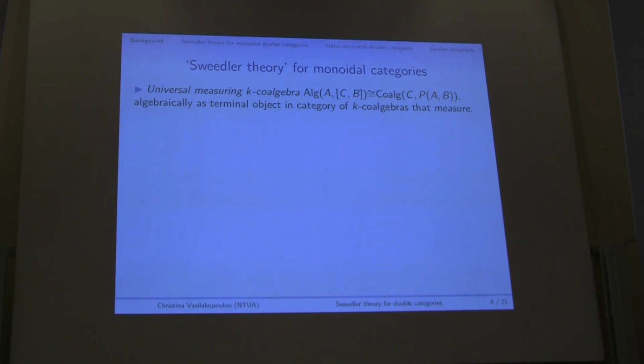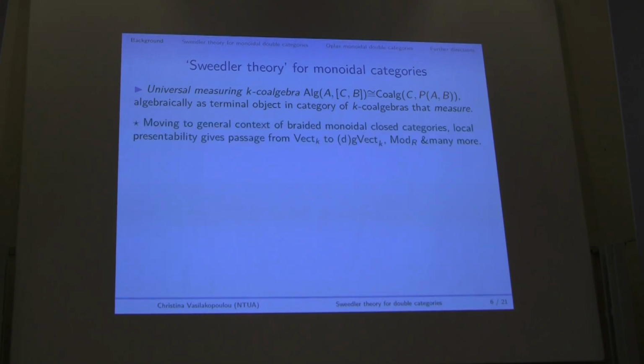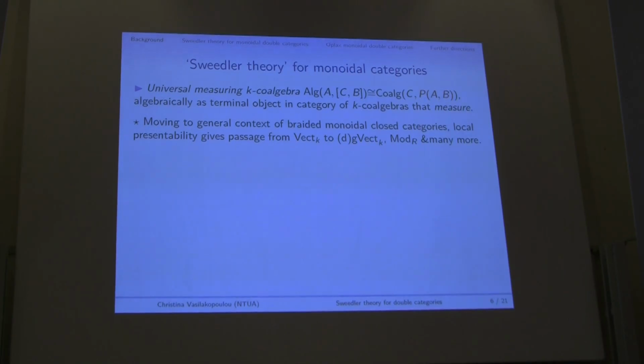But now the idea is to generalize away from vector spaces, of course. Okay, we want to go to this broader, more general categorical setting. And one way of doing this, I'm not saying it's the only one, but it was convenient for our purposes, was to go into locally presentable categories.